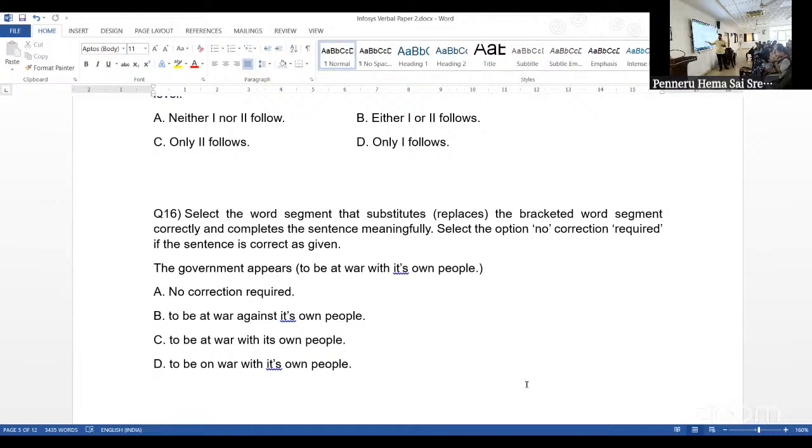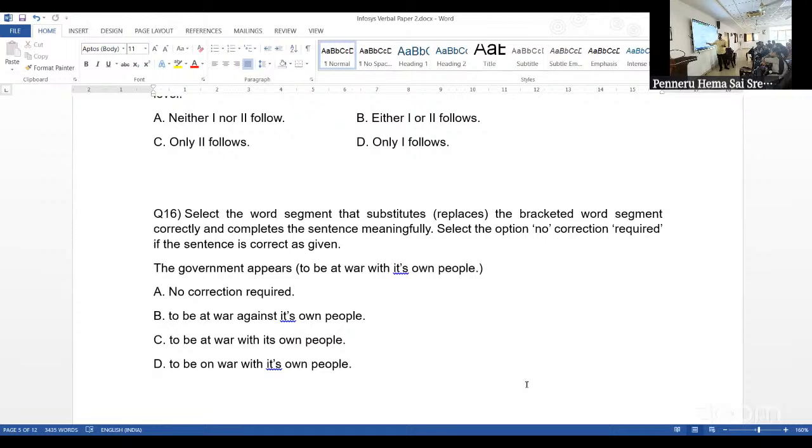To be at war against it. Instead of "with", they used "against". Here, "to be at war", they removed the apostrophe. That is the difference. Next one, Sindhuja, I am explaining for you. To be at war with its own people. Same.